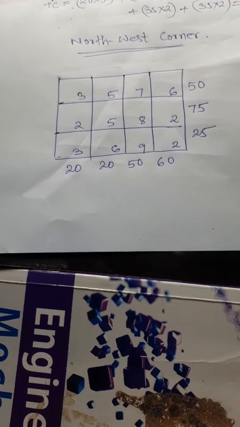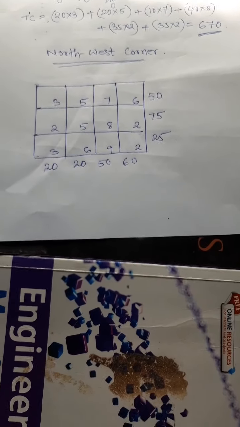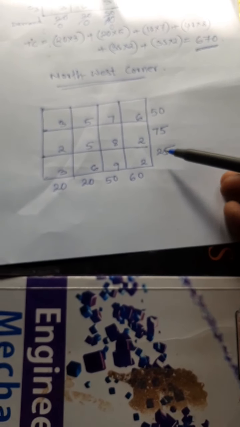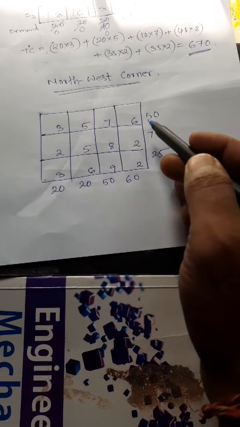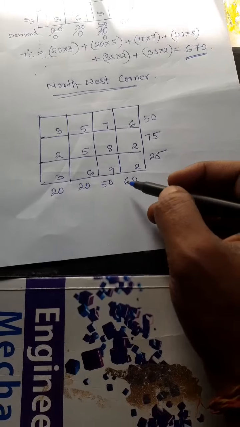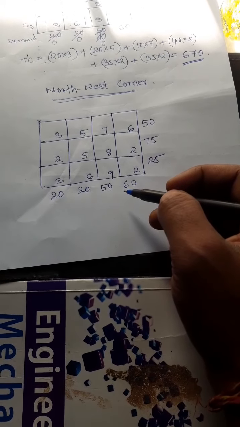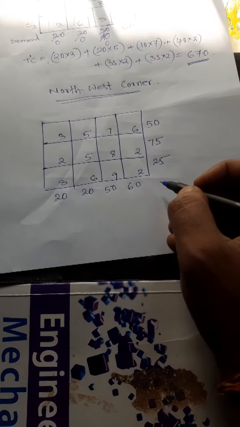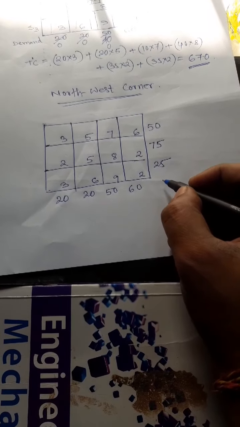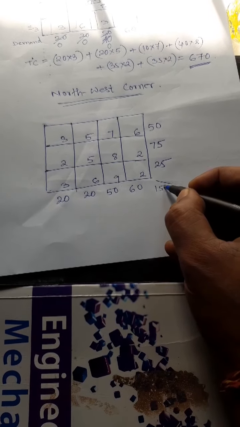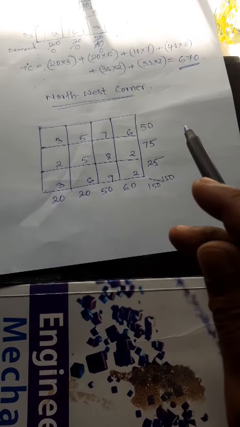Okay. So to solve by the northwest corner method, the first step is to check whether the problem is balanced or unbalanced. So that means we need to find out the total availability and the total demand. If total availability is equal to total demand, then the problem is a balanced transportation problem. Okay. So here we see that total availability and total demand are 150 and 150. So that means we can say this is a balanced transportation problem.